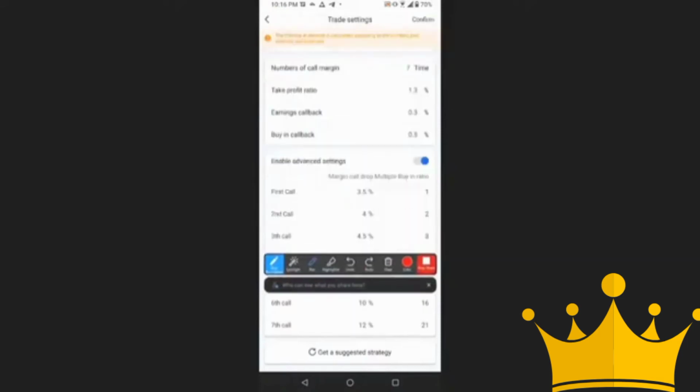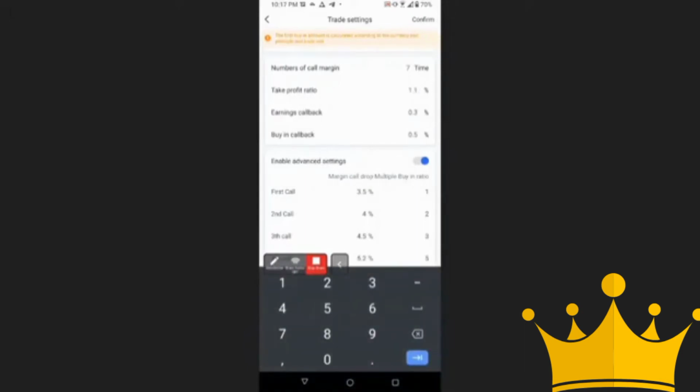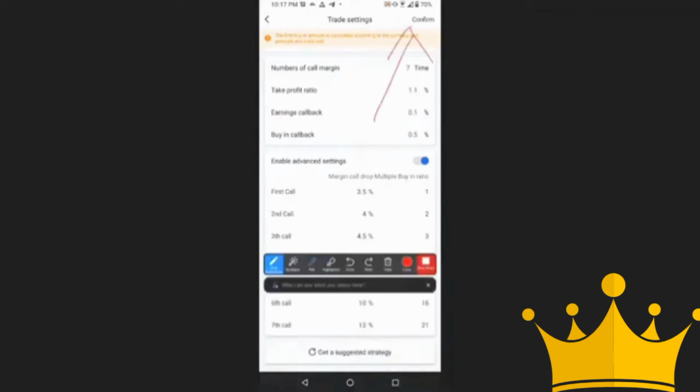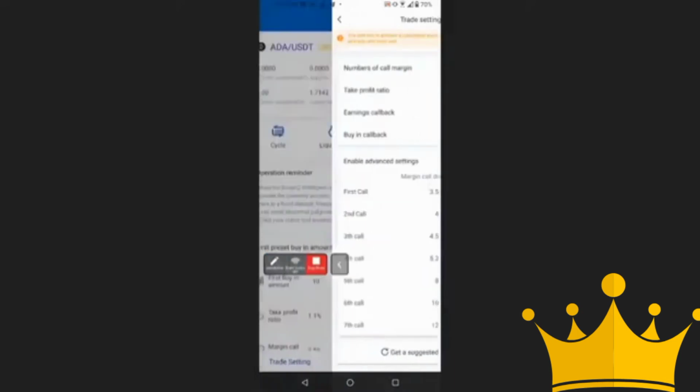So if you're okay with all your settings, you go up here, you click confirm. Okay, so in this case, another thing, guys, I'm going to edit this one. Let's put this 1.1%, this one 0.1%. Okay, so I can edit all this. So I click confirm.